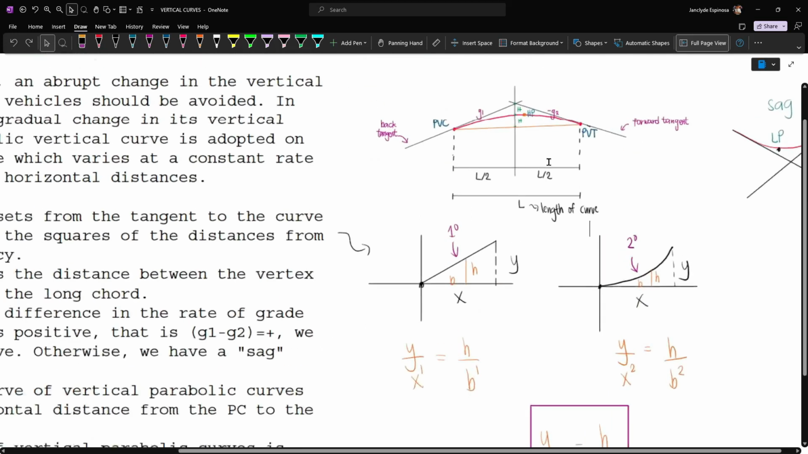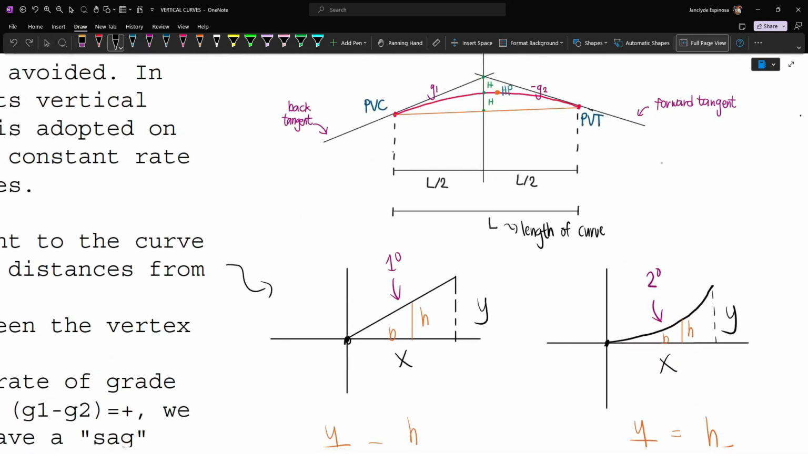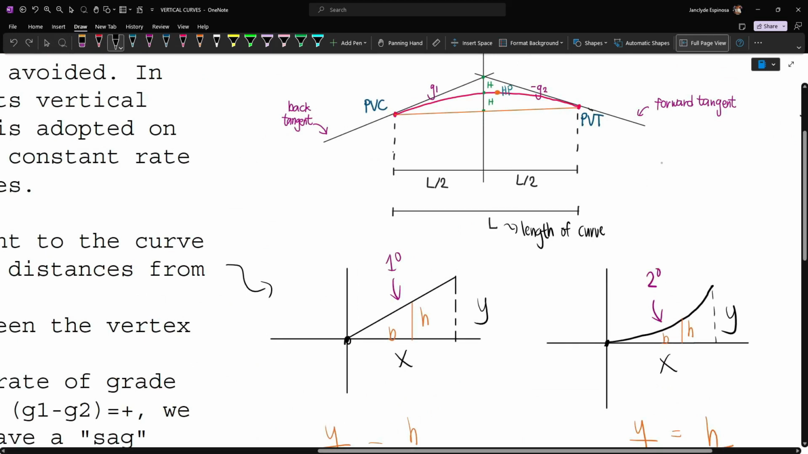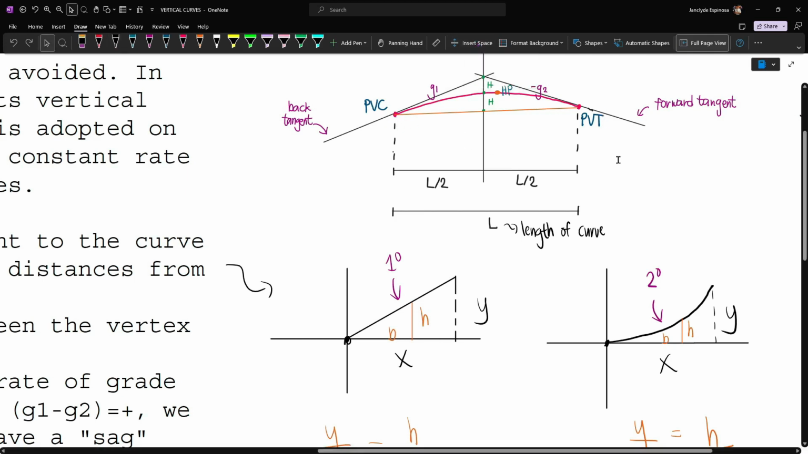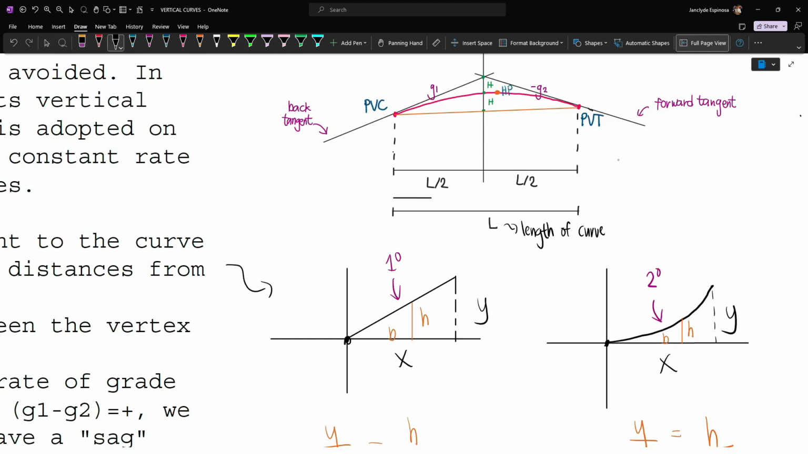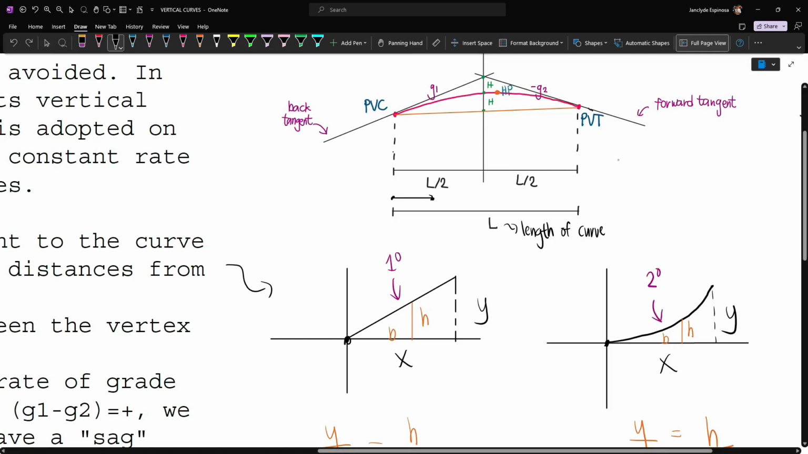And then here in parabolic curves, we can't apply formulas involving circular shapes because we are now dealing with a parabola, not a circle. Now, next, the stationing of vertical parabolic curves is measured not along the curve, but along a horizontal line. So recall that in horizontal curves, our stationing is along the curve. Let's say this is an arbitrary station, and this is another one, and so on. So it's along the curve. However, for parabolic curves, our stationing is along the horizontal distance. And so let's say this is a certain station, and this is another station, and so on.